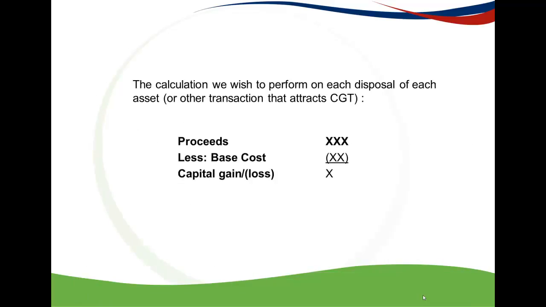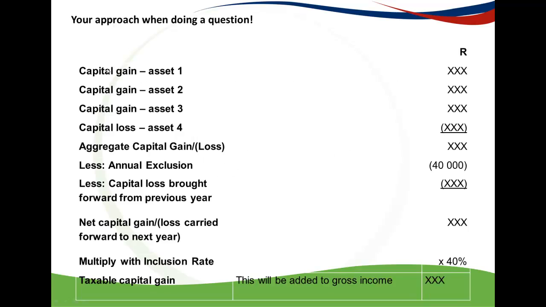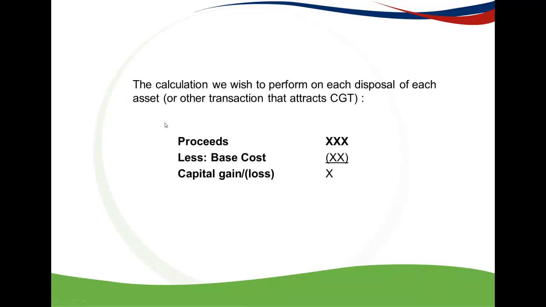So for every gain or loss, we need to go do a transaction to get to the capital gain or the capital loss. And for that, we take proceeds, and from that, we need to go and deduct the base cost. So that will calculate your capital gain or loss. Now you need to go and study how do we calculate the proceeds and how do you calculate the base cost. Some of the assets that you dispose of might not have a capital gain or loss because it is excluded in terms of the 8th schedule of the Income Tax Act.